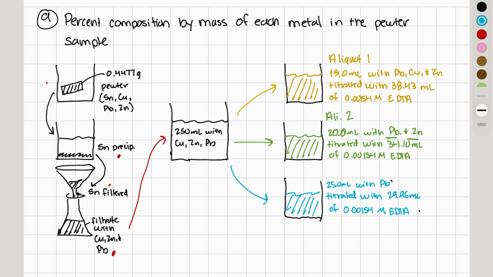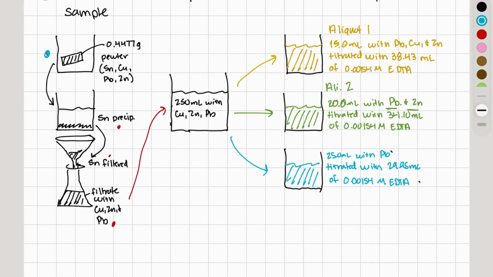And in our last sample, we have this 25 milliliter solution, and it tells us that cyanide was used to mask the copper and the zinc. So now we only see lead in this sample. And then this gets titrated with 29.95 milliliters of 0.00154 molar EDTA solution. And so with all of this information, we want to find the composition by mass of each metal in this original pewter sample. So this seems kind of complex, but I'm going to walk us through each piece, and we're actually going to be just fine.